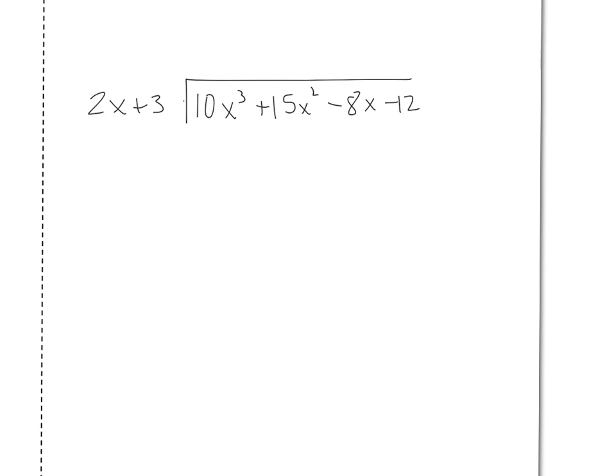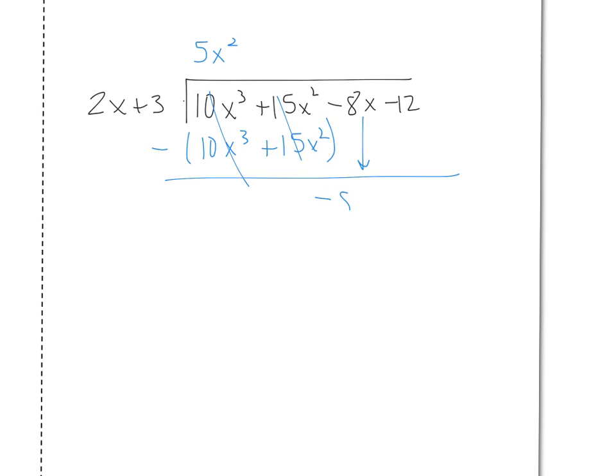And I have all the degrees showing, so I'm okay here. So now I'll say 2x goes into 10x cubed, 5x squared times. Subtract, so 2x times 5x squared is 10x cubed. 3 times 5x squared is plus 15x squared. So now if I subtract, these actually both cancel out. So I need to bring down the negative 8x and the negative 12.